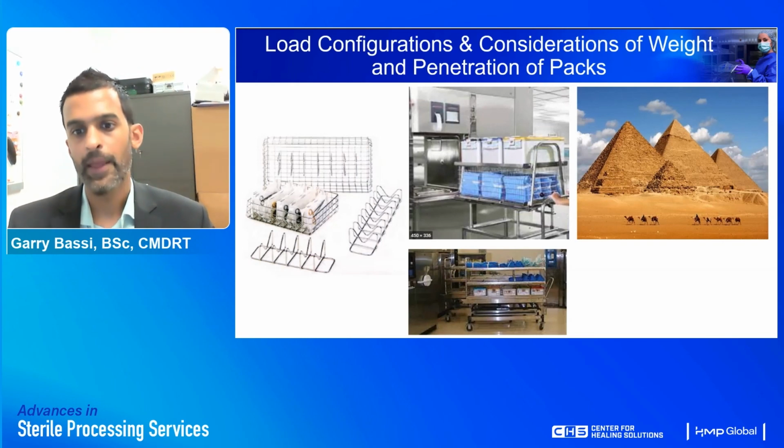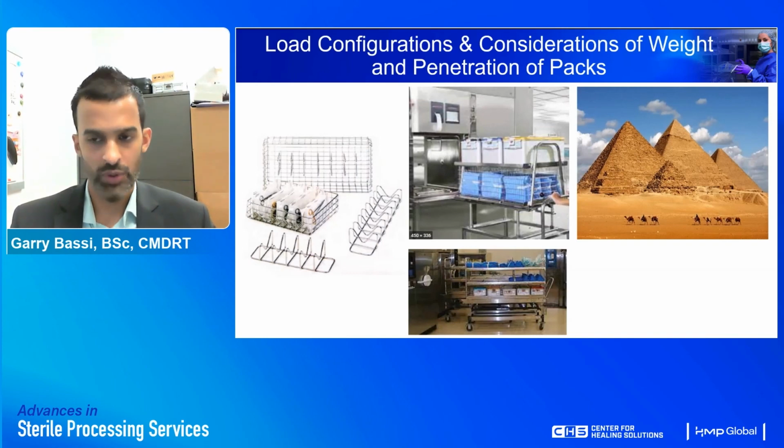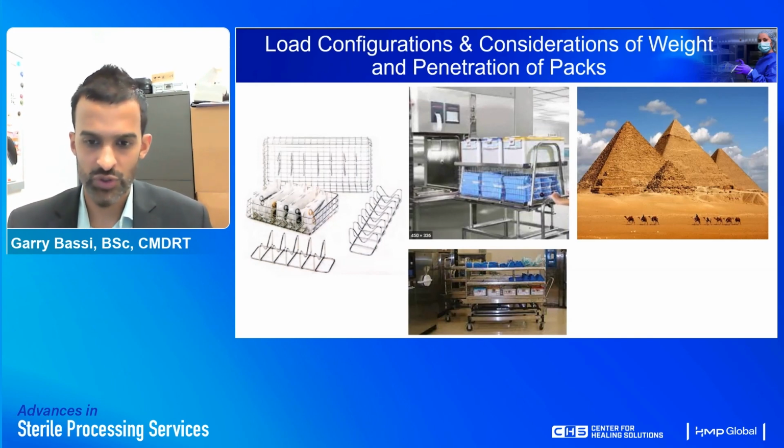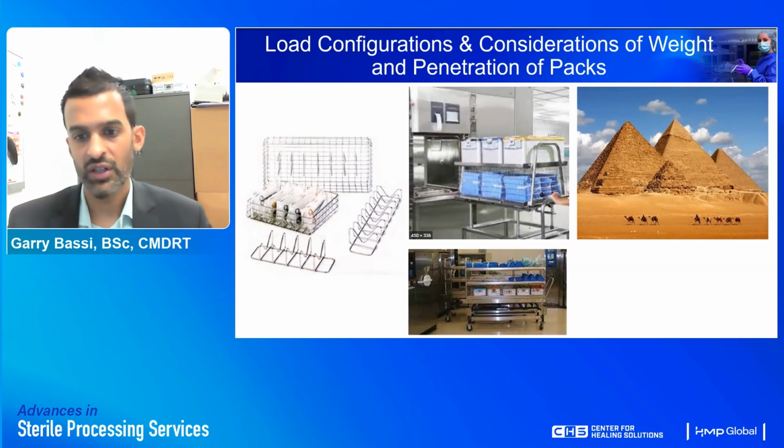So we like to build our configurations where we have all metal containers at the bottom, wrapped items above, and then peel pouches. As I mentioned, it's similar to a pyramid structure, where you have the heaviest mass at the bottom and the lightest mass at the top.